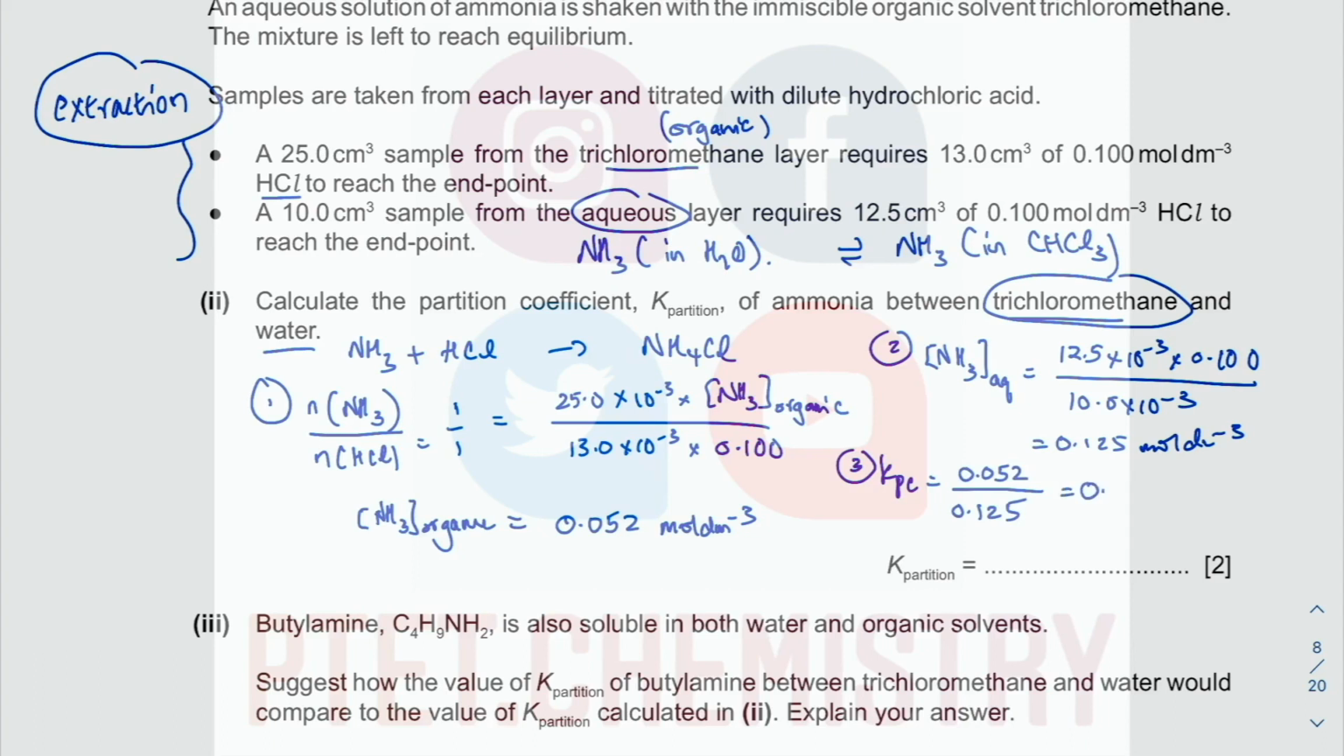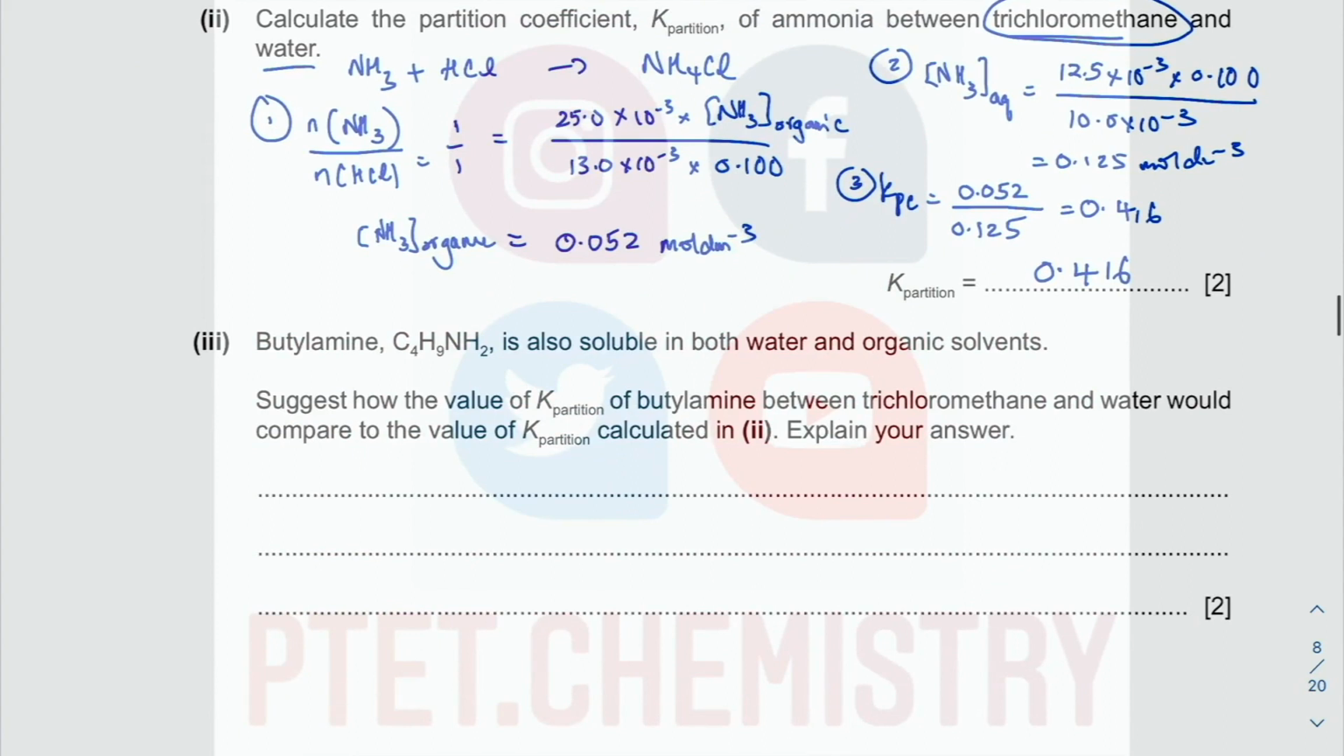And I got 0.416, and there's no unit because mole per dm cube divided by mole per dm cube, they cancel out exactly, so there's no unit. Okay? Now butylamine, which is not ammonia, so just now you have H and NH2, so now you have C4H9 and NH2. It's also soluble in both water and organic solvent.